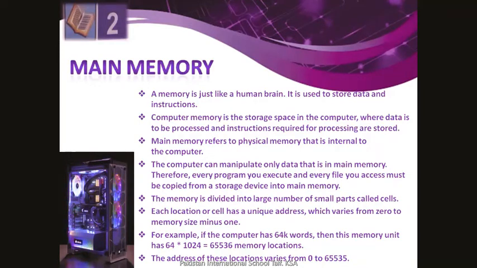It is used to store data and instruction. Computer memory is the storage space in the computer where data to be processed and instructions required for processing are stored. So basically, computer memory is a storage space inside the computer system where data and instructions will be processed, and before processing and after processing your data and instructions will be stored.